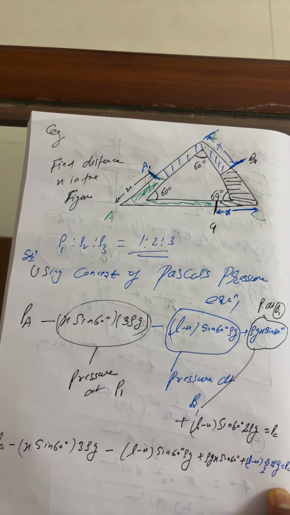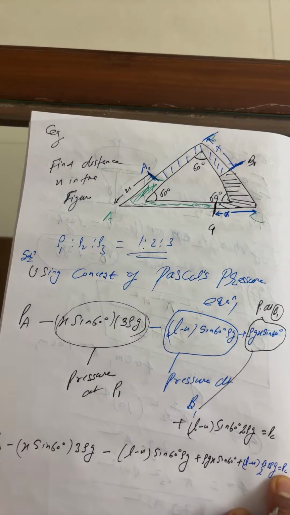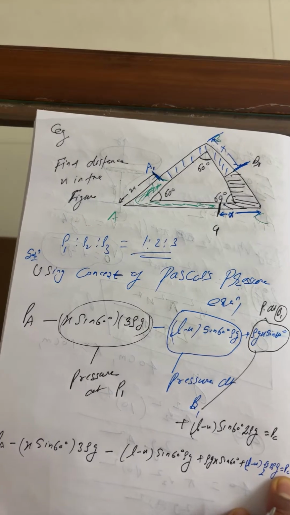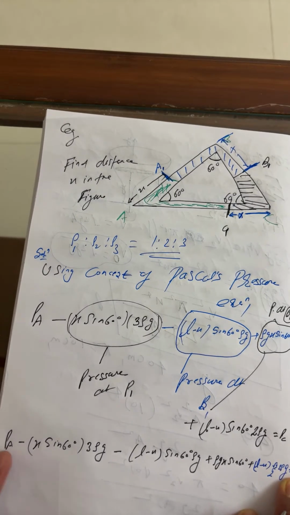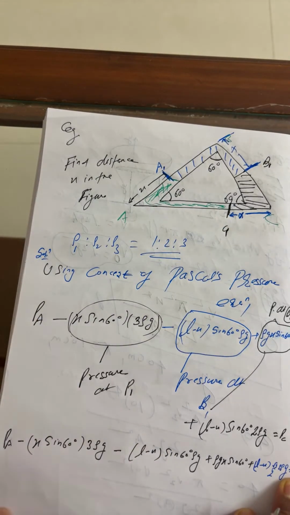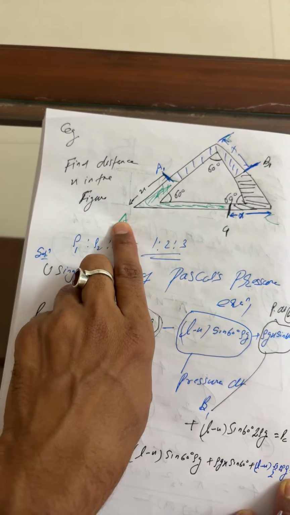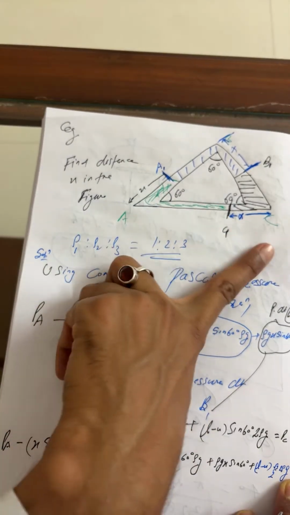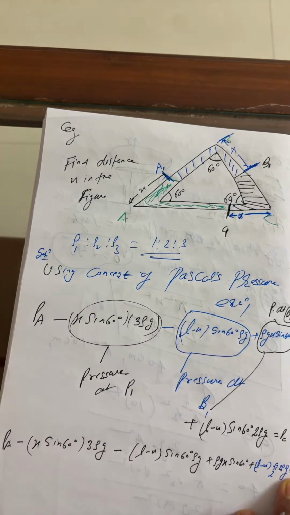Yes beta, this is B, this is C. This is the pressure at A. Both are on the same level, so this remains the same. This A and this C are on the same level.